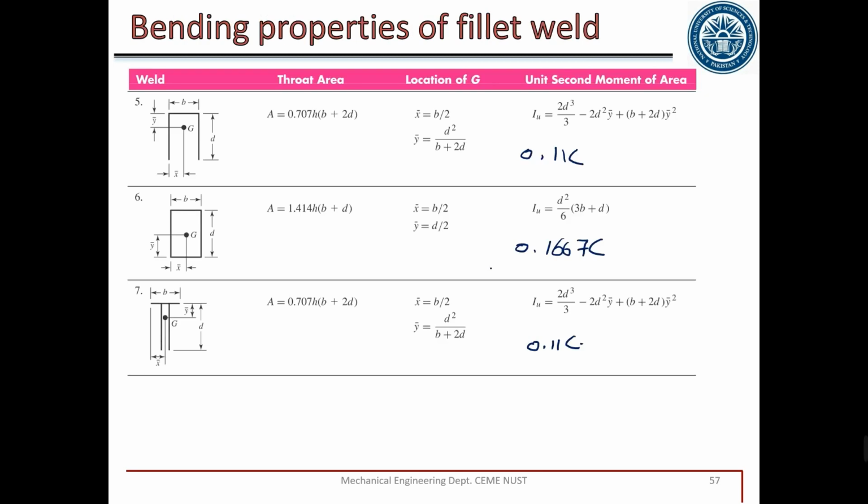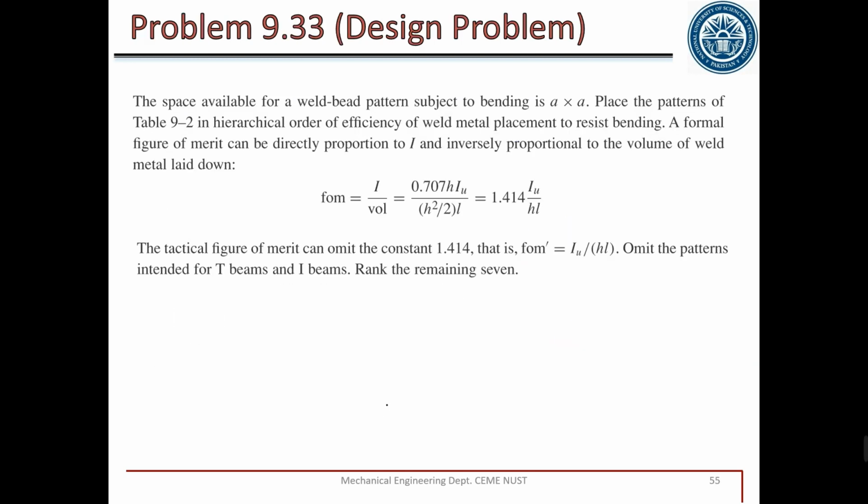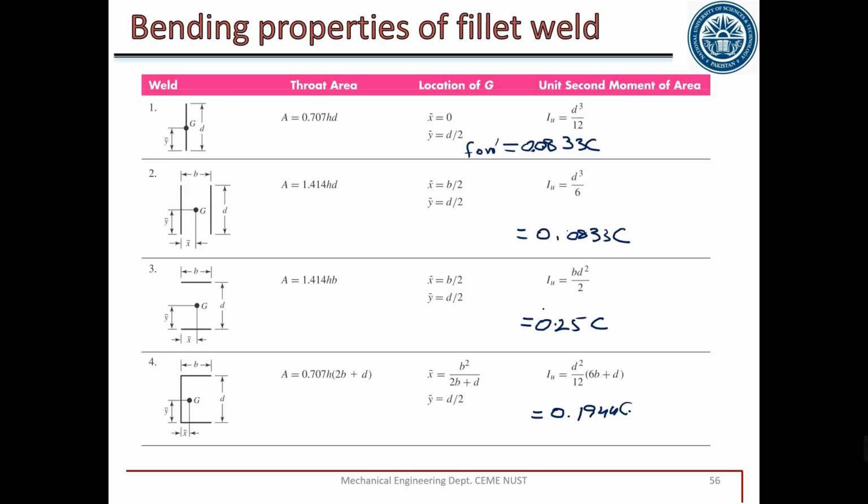Two figures are remaining. For figure 8, the value is 0.1667, and the last circular one, it is equal to 0.125. When we are required to rank these values, just let me write the rank as I have already written in my book. So rank is rank 6, rank 6, rank 1, rank 2.